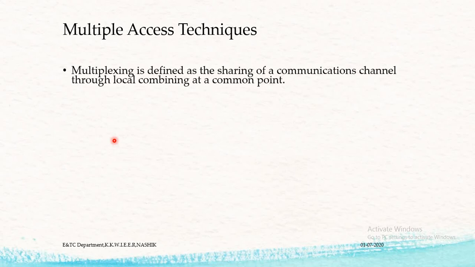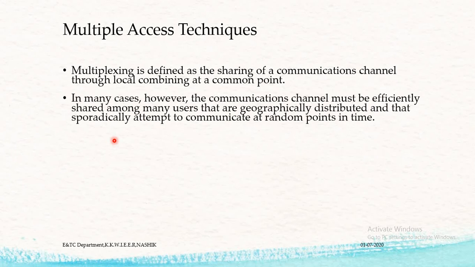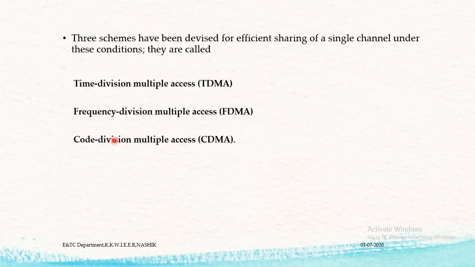Now let's begin. The first one is multiple access technique, the actual topic of our syllabus. So multiplexing is defined as a sharing of a communication channel through a local combining at a common point. In many cases, however, the communication channel must be efficiently shared among many users that are geographically distributed, and that attempt to communicate at random points in time. That is multiple access.